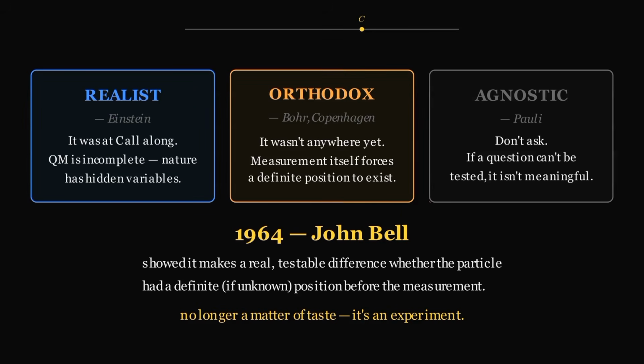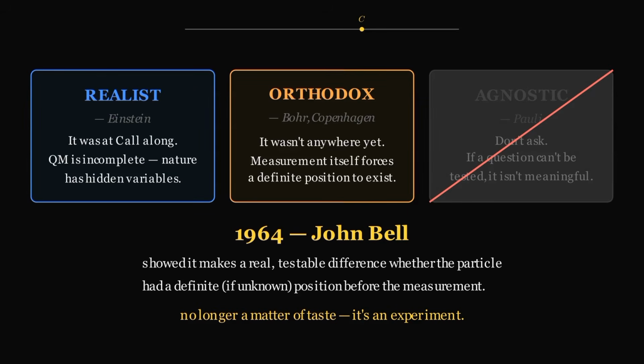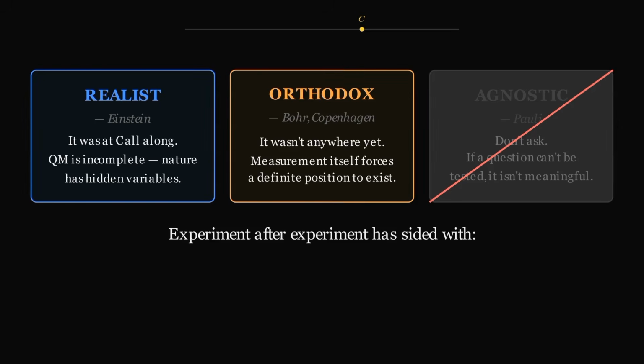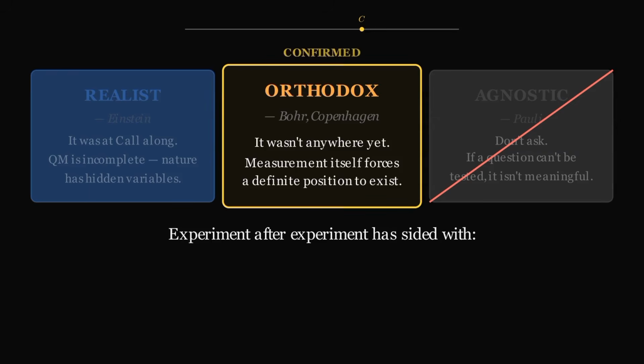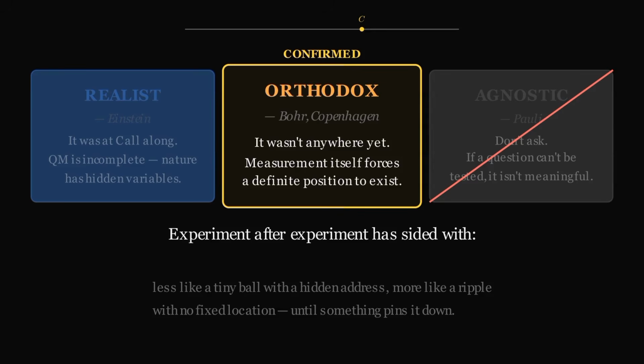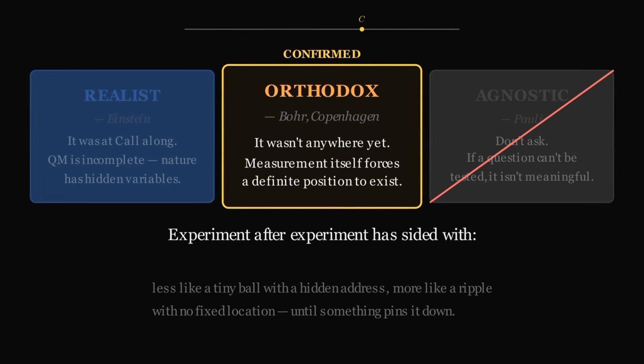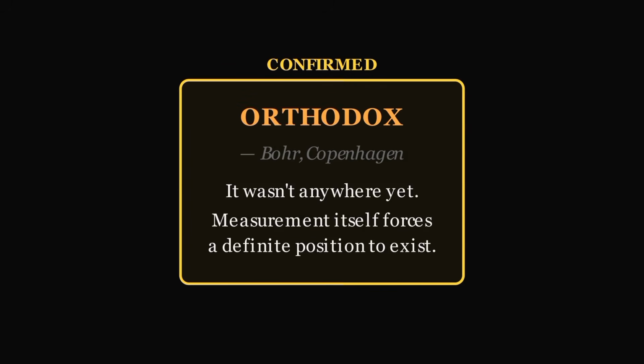And that alone killed the agnostic position. You can't refuse to answer a question that has a measurable answer. So the experiments were run again and again and again. And every time they've sided with the orthodox view. The particle really doesn't have a definite position before you measure it. It behaves less like a tiny ball with a hidden address and more like a ripple on a pond with no fixed location until something reaches it and pins it down.